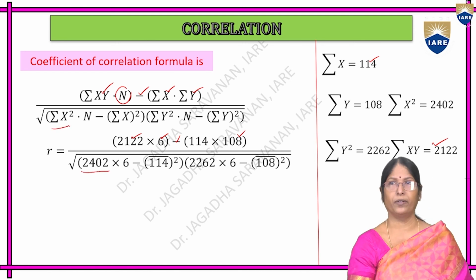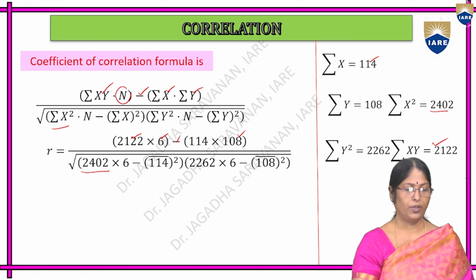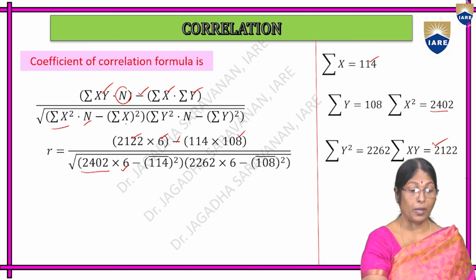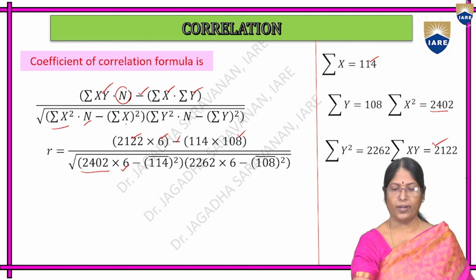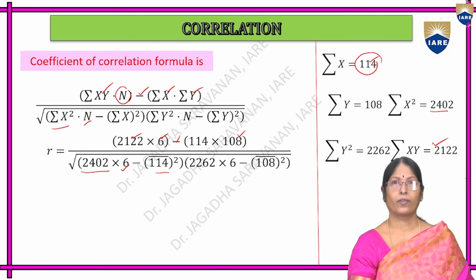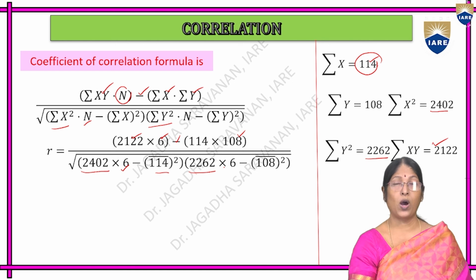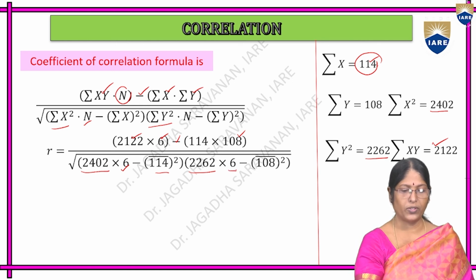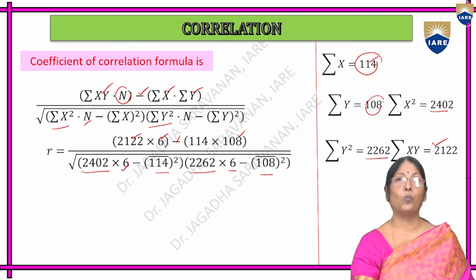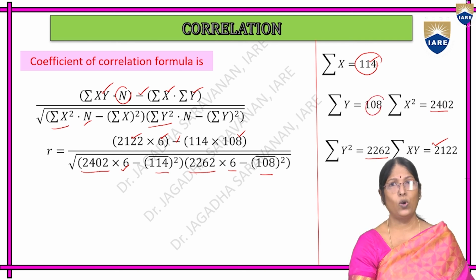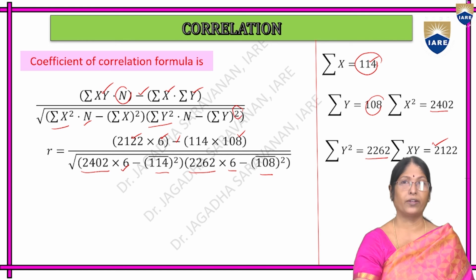Coming to the denominator, summation x square, here the value is 2402 into 6, minus summation x the whole square, that is 114 the whole square. Then summation y square, here it is 2262 into 6, minus summation y, that is 108 the whole square, because the square is already there.